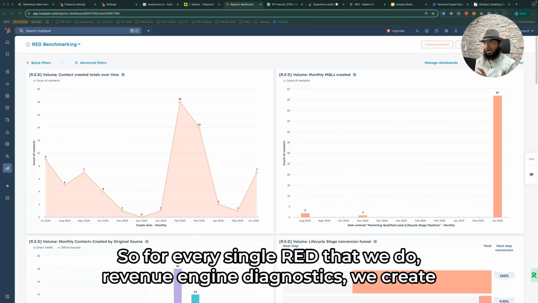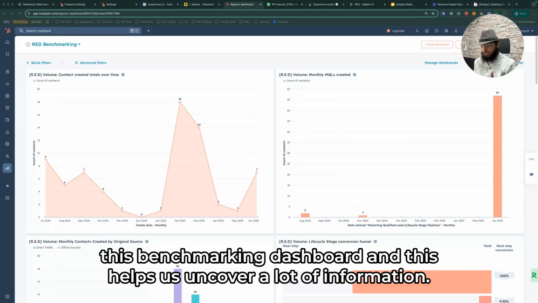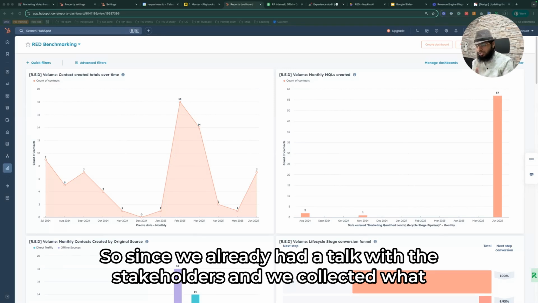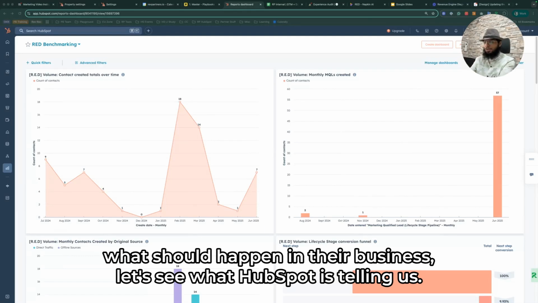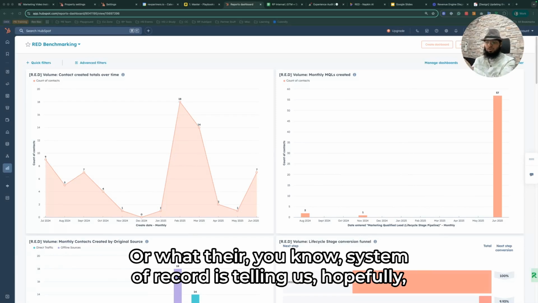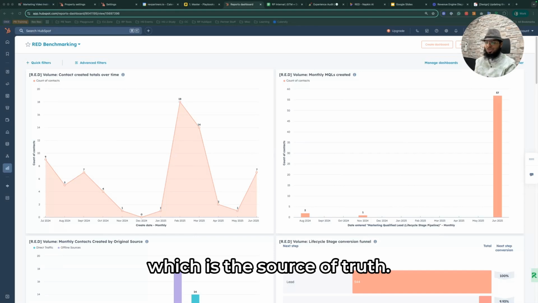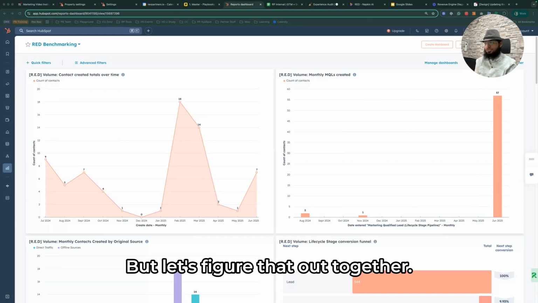So for every single RED that we do, Revenue Engine Diagnostics, we create this benchmarking dashboard, and this helps us uncover a lot of information. Since we already had a talk with the stakeholders and collected what they wanted to say and what they think is happening in their business and what should happen in their business, let's see what HubSpot is telling us, or what their system of record is telling us, hopefully, which is the source of truth. In most cases it's not, but let's figure that out together.